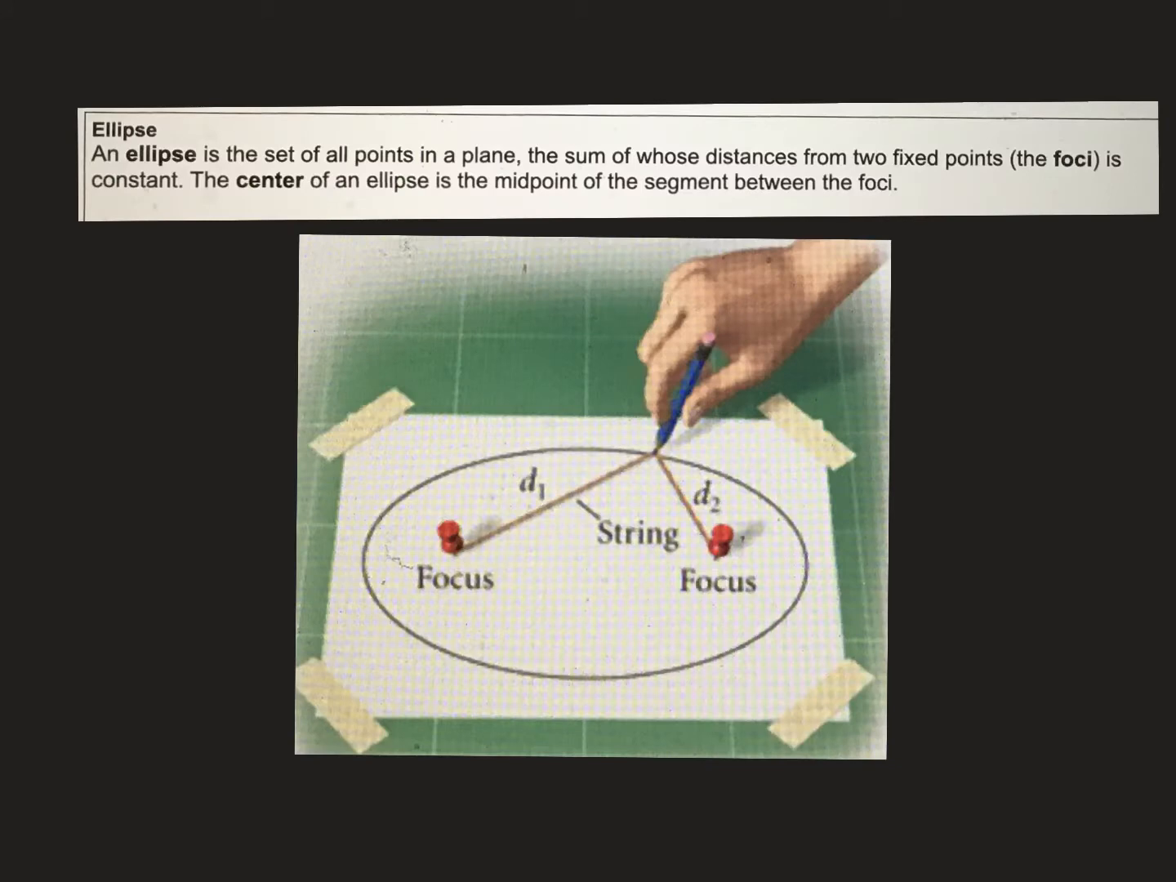An ellipse is a set of all points in a plane, so it's flat, the sum of whose distances from two fixed points called the foci is constant. That's one of my favorite math words of all time, foci. The center of an ellipse is the midpoint of the segment between the foci.